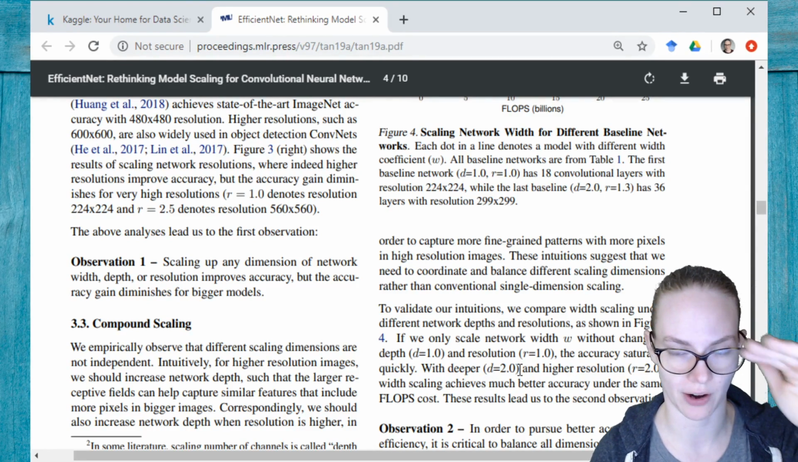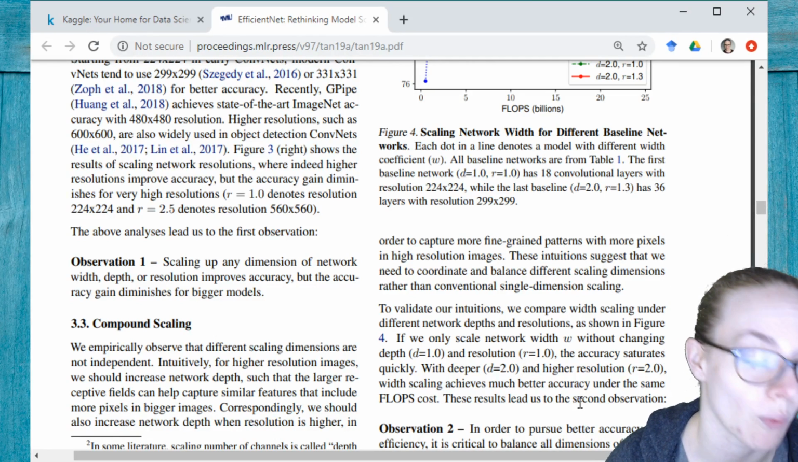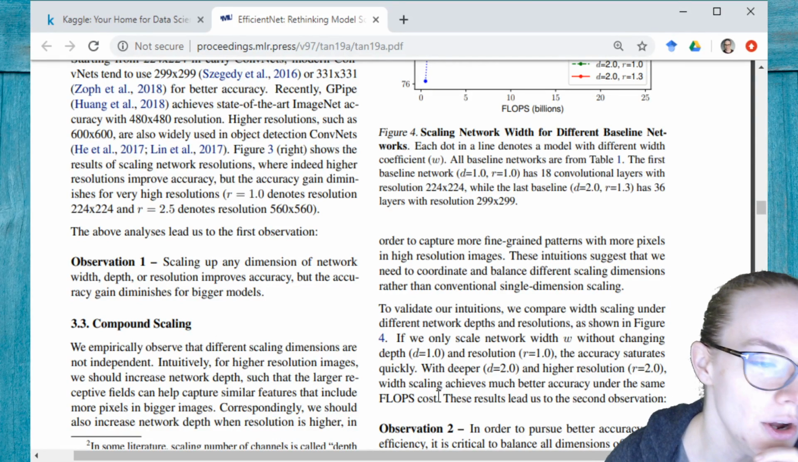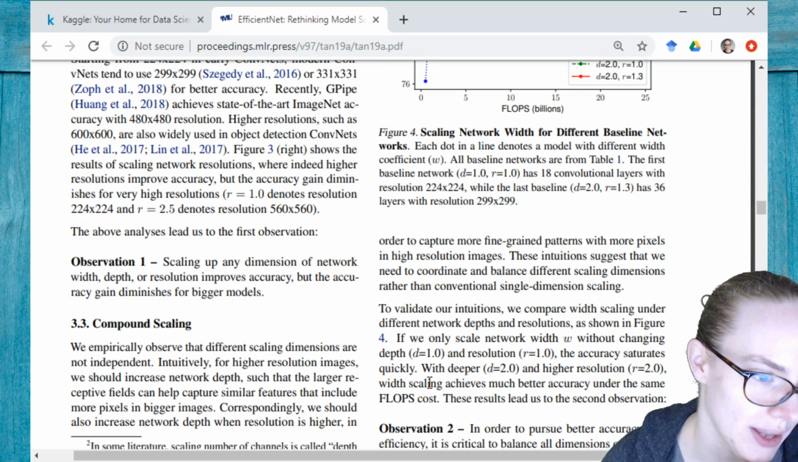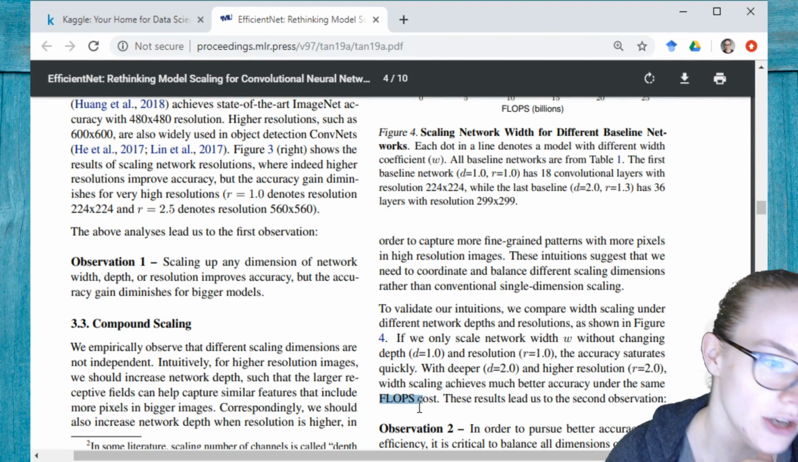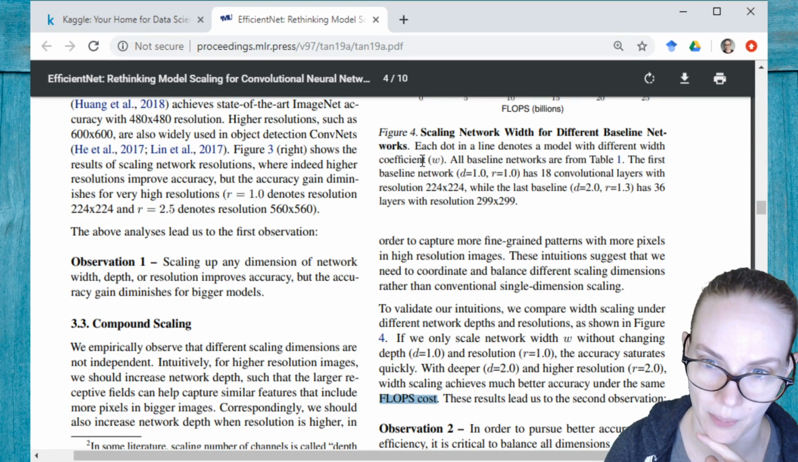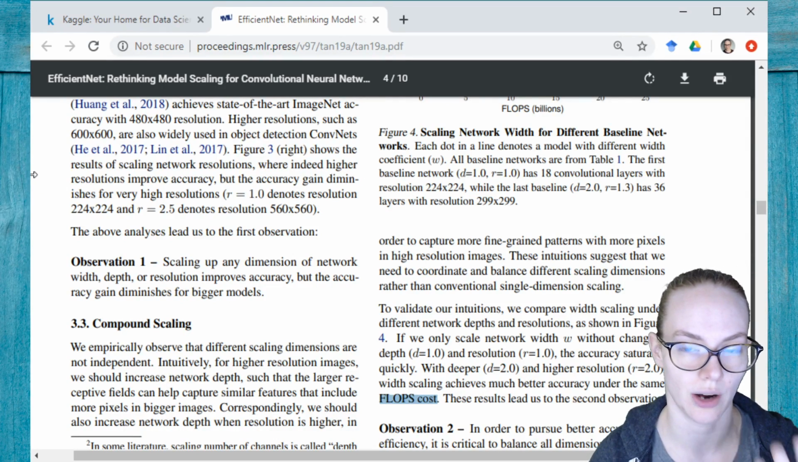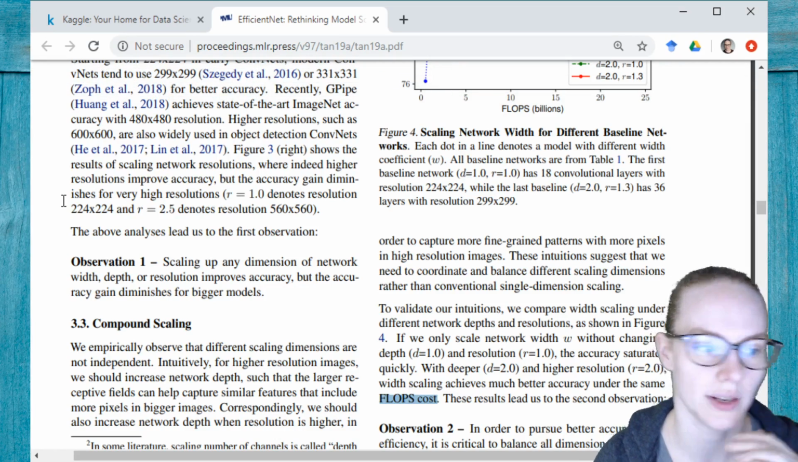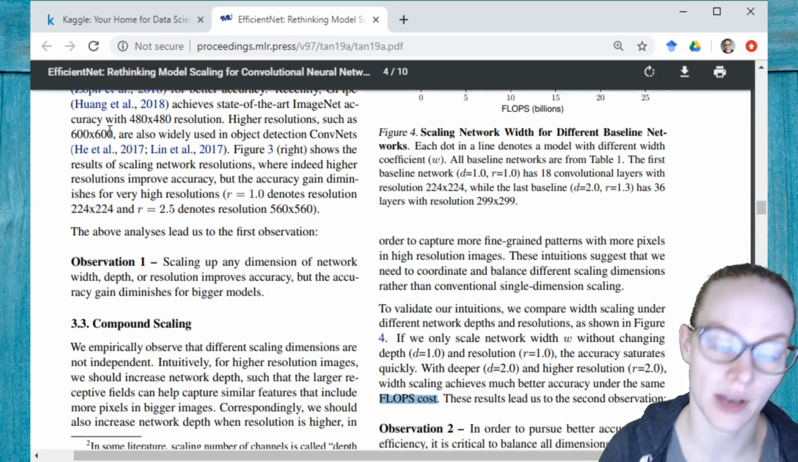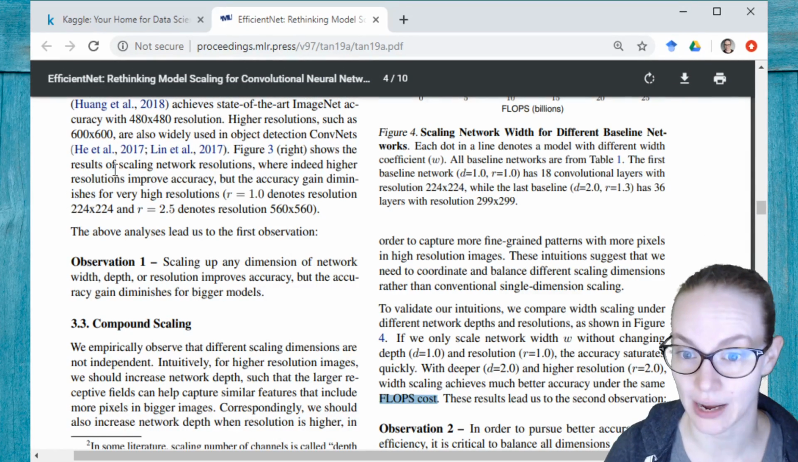So you get to that point where additional depth increases don't help you, or width increases don't help you. With deeper and higher resolution, width scaling achieves much better accuracy under the same FLOPS cost. So you don't need to do more operations, so it's faster to do inference, but you get better results out.